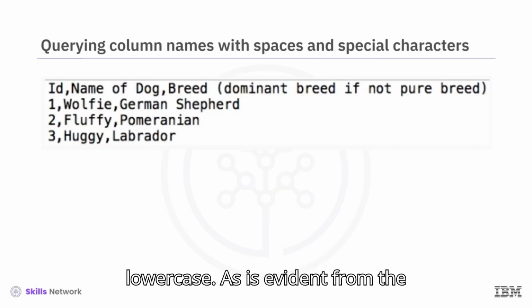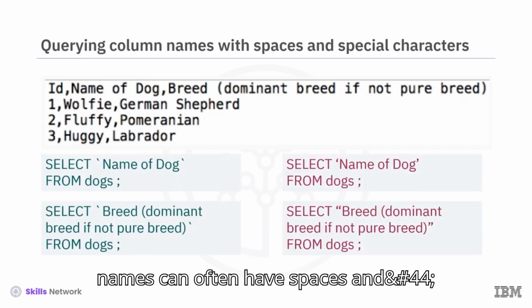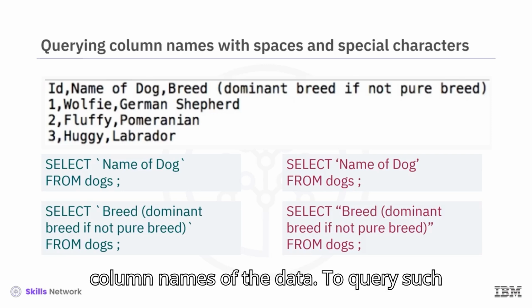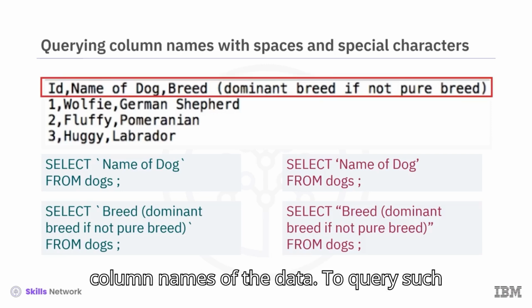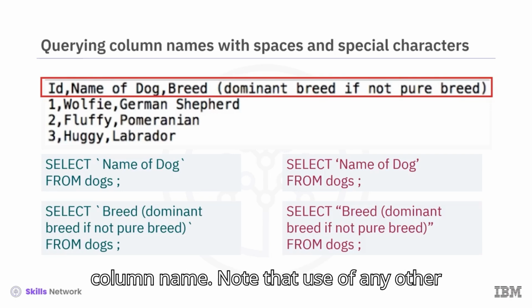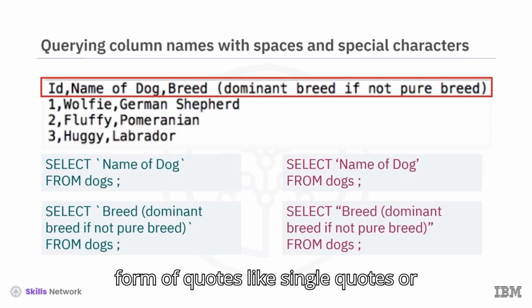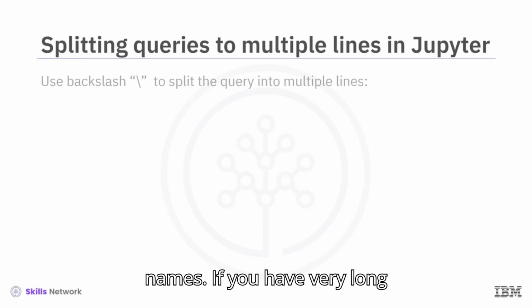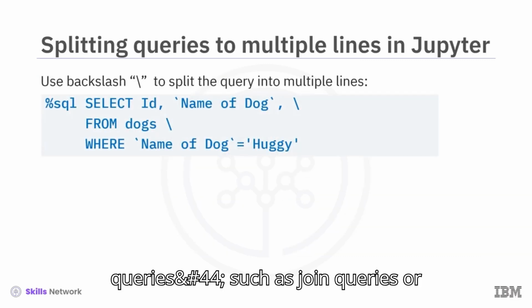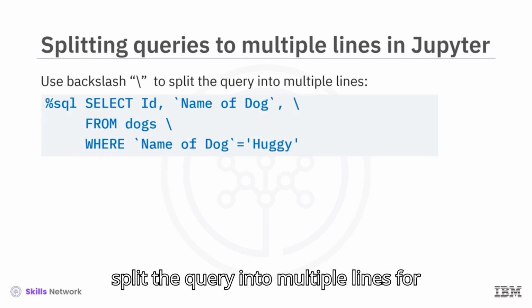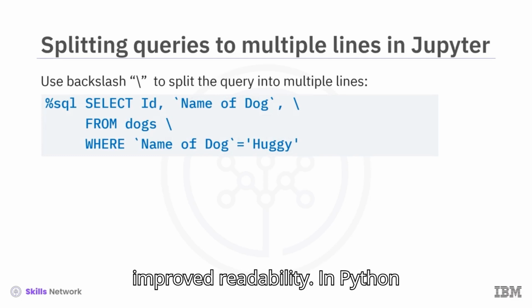As is evident from the example being discussed, the column names can often have spaces and, optionally, special characters in the column names of the data. To query such columns, it is often an accepted practice to use backticks around the column name. Note that use of any other form of quotes like single quotes or double quotes will not work with column names. If you have very long queries, such as join queries or nested queries, it may be useful to split the query into multiple lines for improved readability.